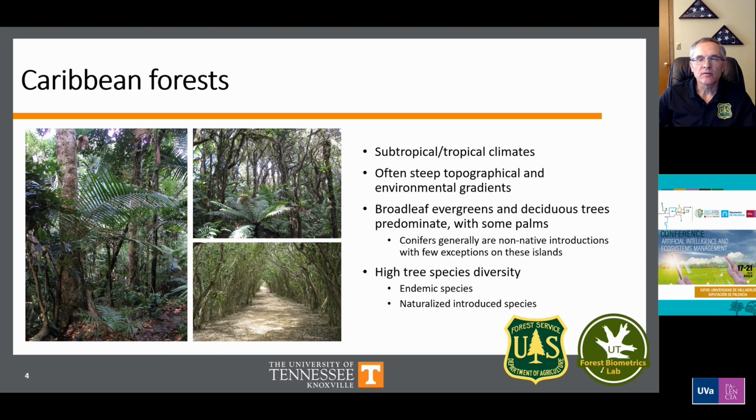Generally, these are broadleaf, both deciduous and evergreen species with very few conifers, with some exceptions. They also feature very high tree species diversity with both native and endemic species and naturalized introduced species. In our inventory for Puerto Rico, we typically encounter over 300 species at a time with the possibility of over 700.